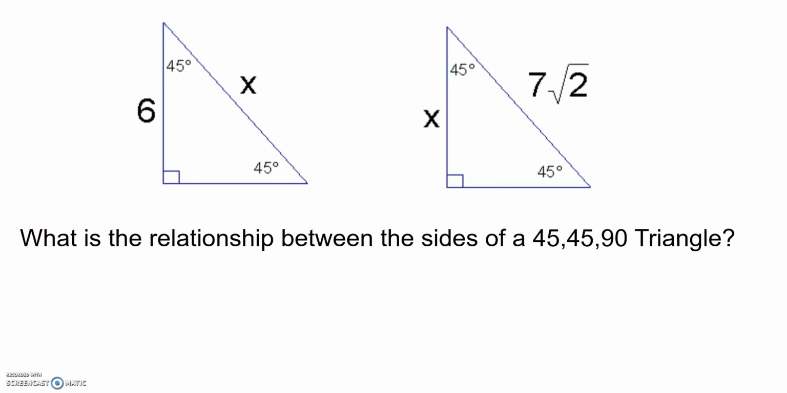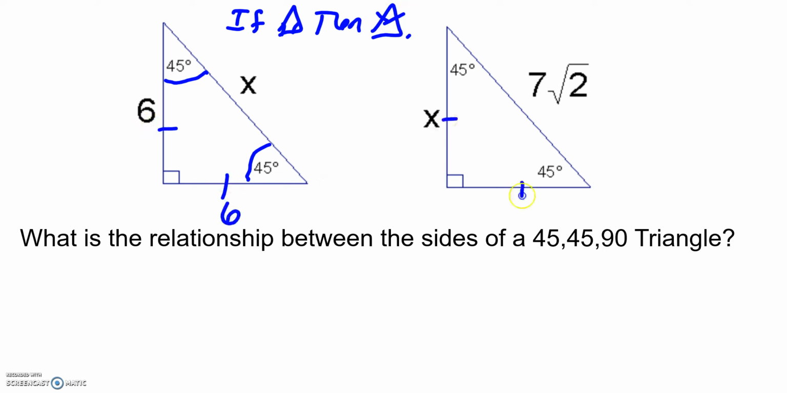The next example, the 45, 45, 90, I again would like you to do the Pythagorean theorem. But first, I'd like you to notice that in a 45, 45, 90 triangle, these two angles are the same. And from first semester, we know if two angles are congruent, then the two sides have to be congruent as well. So I know that these legs have to be equal, so this is also 6.